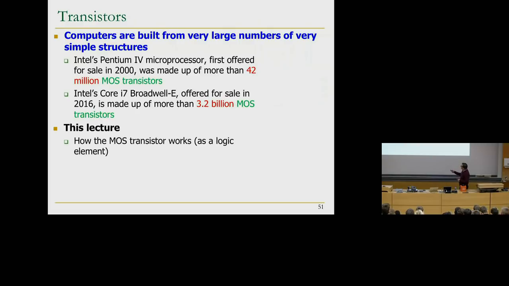as a logic element. Oh, before I go, this is 2016. In 2019, we're over 10 billion transistors, I think. I don't know, actually. I cannot keep up with this. Maybe it's 20 billion. I'm pretty sure it's going to be 20 billion soon if it's not right now.